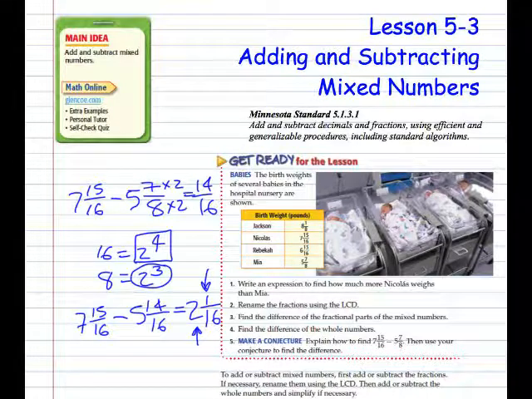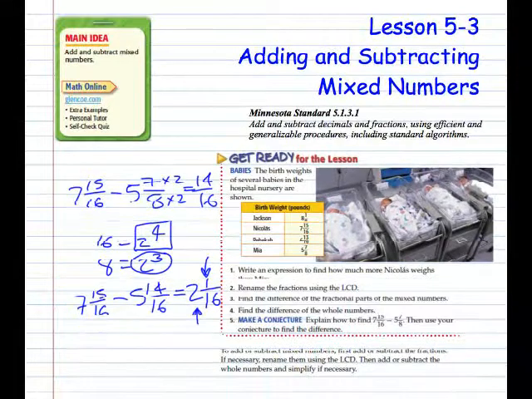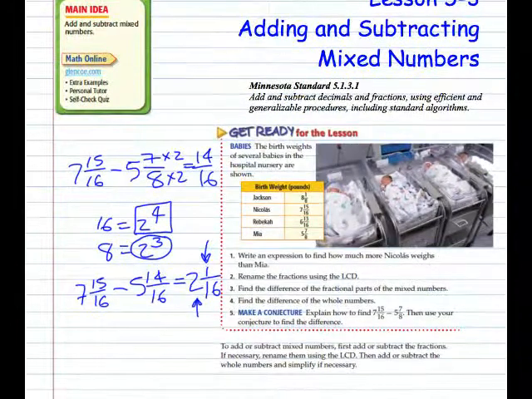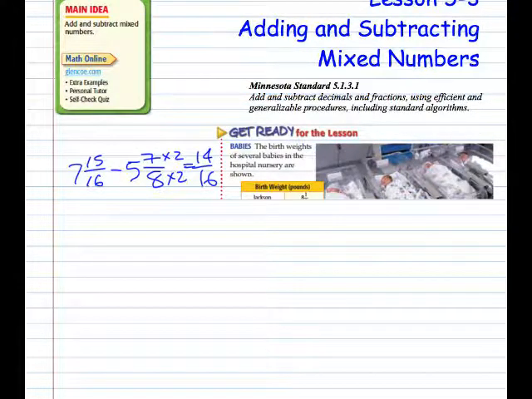Explain how to find 7 and 15/16 minus 5 and 7/8, then use your conjecture to find the difference. Well, I think we already did that. We make sure both fractions have a common denominator. We subtract the fraction part, then we subtract the whole number part. To add or subtract mixed numbers, first add or subtract the fractions. If necessary, rename them using the LCD, lowest common denominator, then add or subtract the whole number and simplify if necessary. Pretty much what we just said.